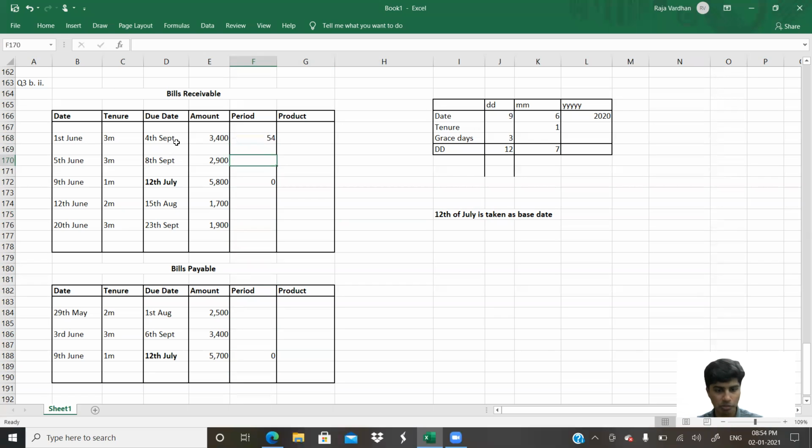Let us go to 8th of September. Till 4th of September it is 54. To 8th of September it will be 54 plus 4, 58. 4 additional days. If you want, you can do separately again. 19 plus 31 plus 8 will again give you how much? 58 only. Next, 15th of August.